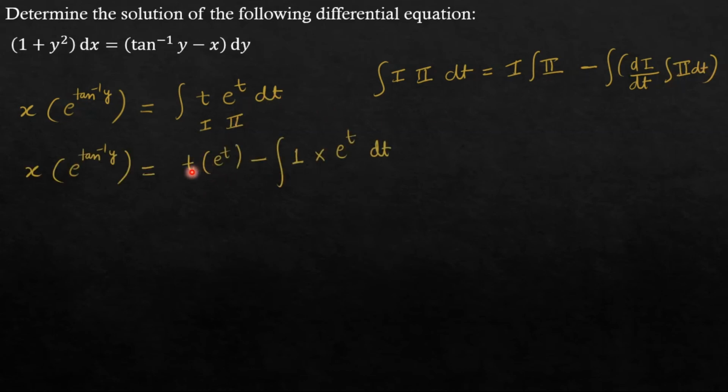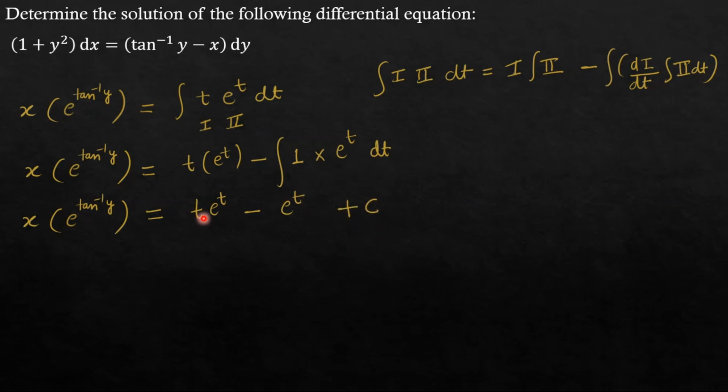So the first function is t into the integration of the second function. Integration of e raised to the power t is e raised to the power t, minus integration of the differentiation of the first function. The differentiation of t is 1, and the integration of the second function, e raised to the power t, is the same e raised to the power t. Now we need to integrate this term. We will get t into e raised to the power t minus integration of e raised to the power t, which is the same e raised to the power t, plus constant c, the integration constant.